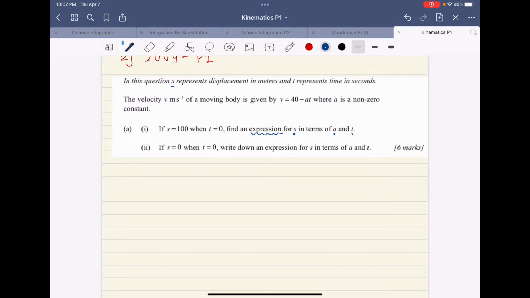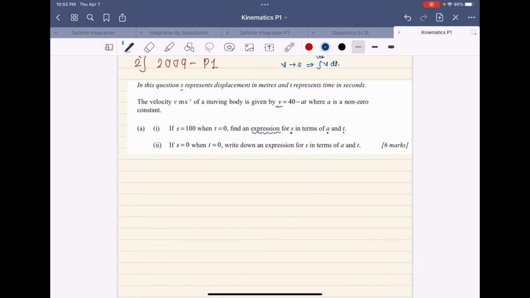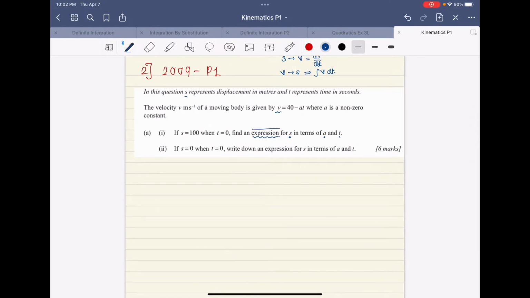Why integration? Because you already have velocity and you are supposed to find out the displacement. So it's a reverse process. I repeat again, if you know s and you want to find out v, you do ds by dt. That is derivative. And if you know v and you want to find out s, you do integration of v dt. That gives you s. So here in this case, I know velocity, I want to find out the displacement, so I am using an indefinite integration because I want an expression. So let's start with the first part.